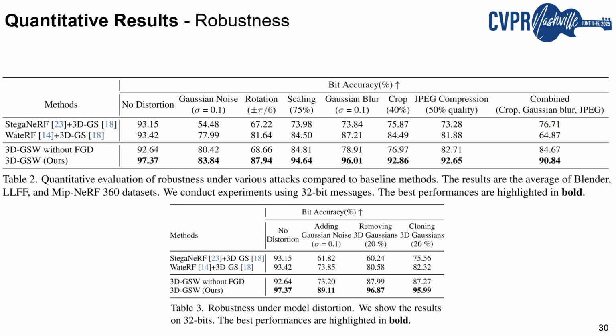The top table evaluates robustness against image distortions. 3D-GSW consistently achieves the highest bit accuracy under all types of distortions. The bottom table shows robustness under model distortions. Even when Gaussian noise is added or 3D Gaussians are removed or cloned, 3D-GSW maintains strong performance. This confirms its resilience across both image-level and model-level attacks.